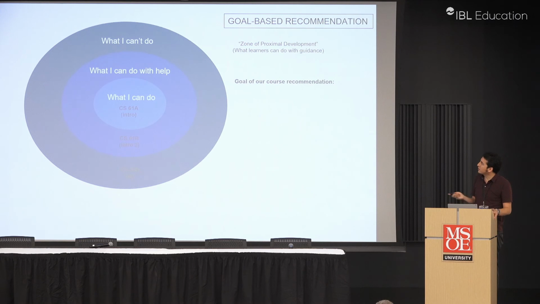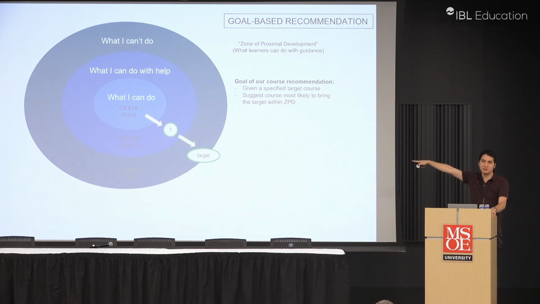So the idea with the recommender is for the student to indicate their target course. So let's say it's some data fluency course they want to take. That's the target. And then we come up with a course that's in their zone of proximal development, within the what-can-I-do-with-help, that if you take it, we also predict you can then pass the target course. That'll bring the target course into their zone of proximal development.